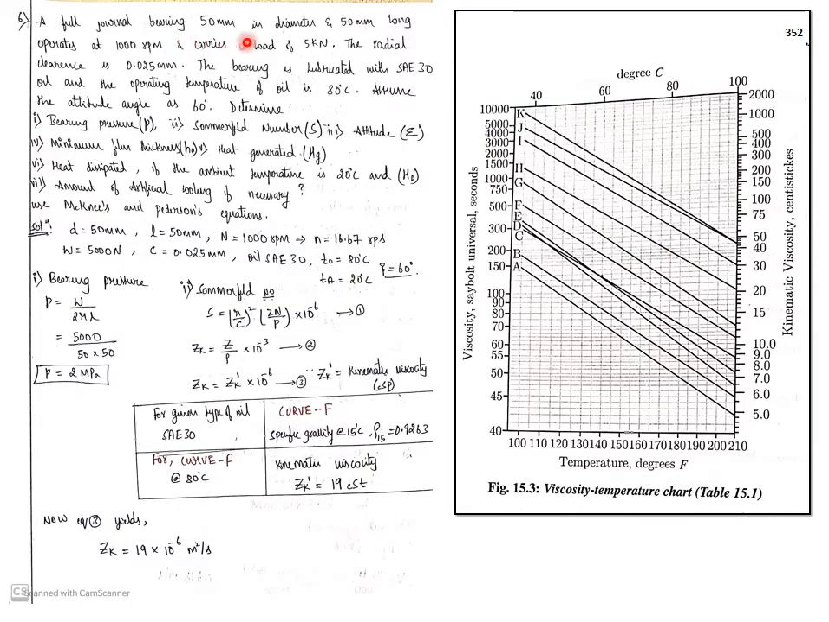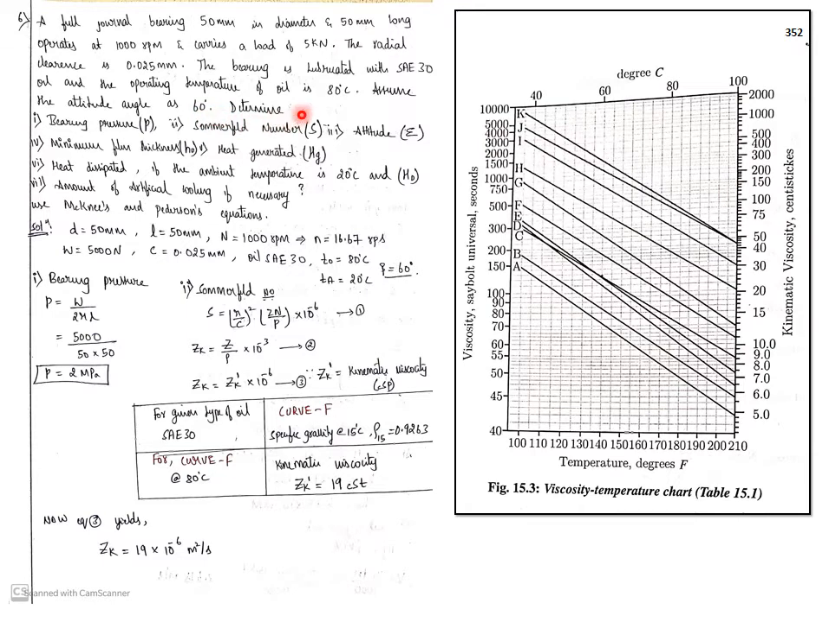A full journal bearing 50 mm in diameter and 50 mm long operates at 1000 rpm and carries a load of 5 kN. The radial clearance of 0.05 is given. The bearing is lubricated with SAE 30 oil, so he has given the oil type. The operating temperature of the oil is 80 degrees Celsius. Assume the attitude angle as 60 degrees.